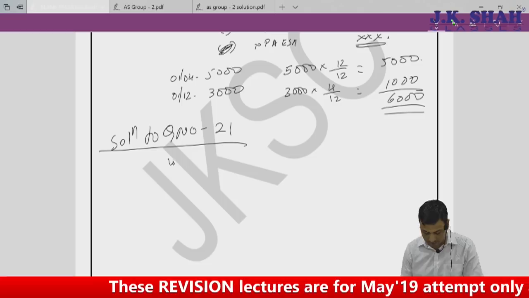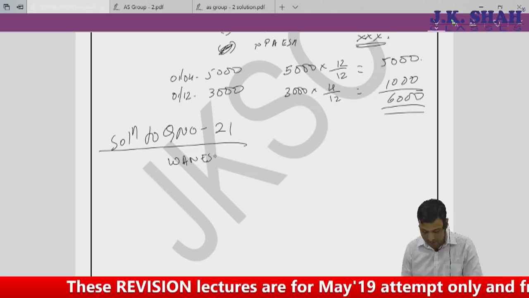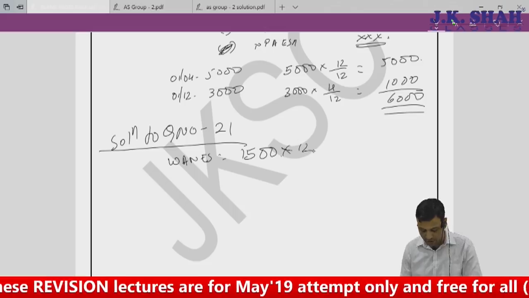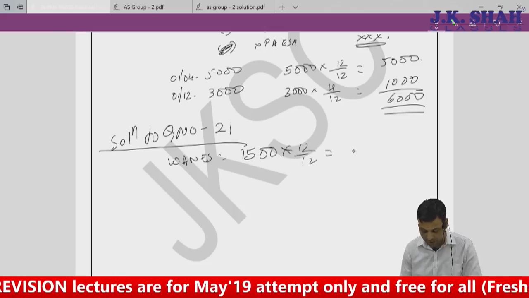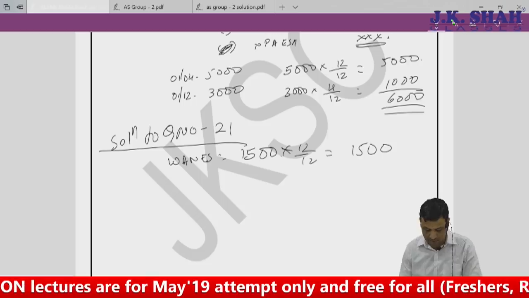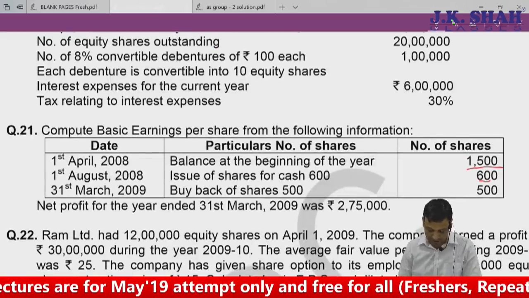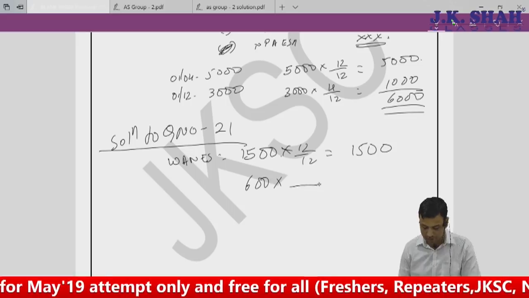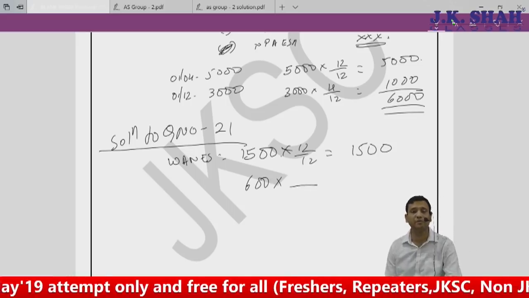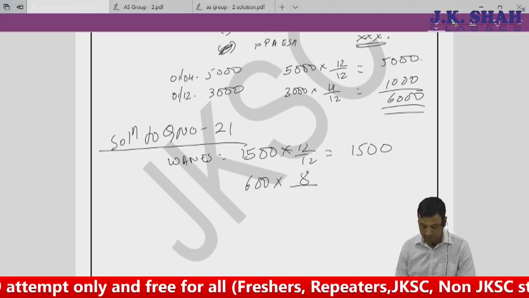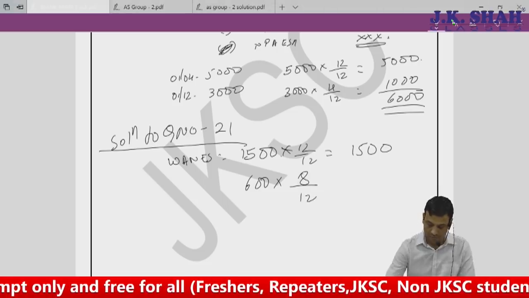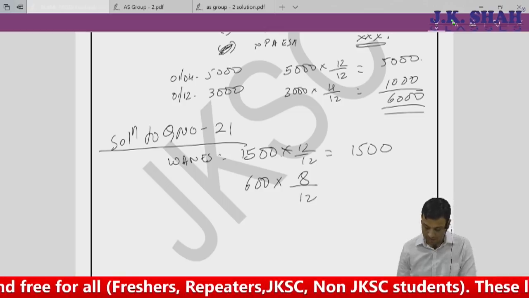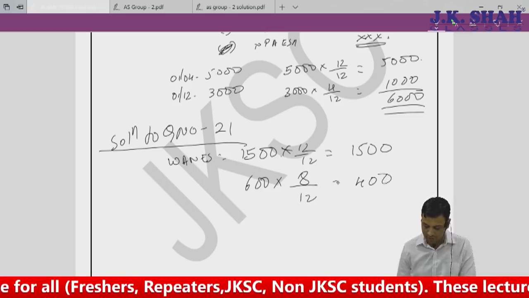For me, weighted average number of equity shares. 1,500 equity shares I have there for 12 months. So 1,500 into 12 by 12, it is 1,500 shares. Then I have issued 600 shares on 1st of August. Can I say August, September, October, November, December, January, February, March? 8 months. So it is effectively 400 shares.